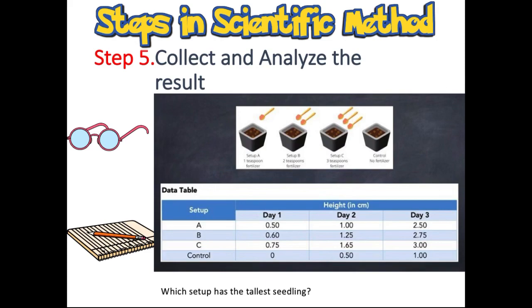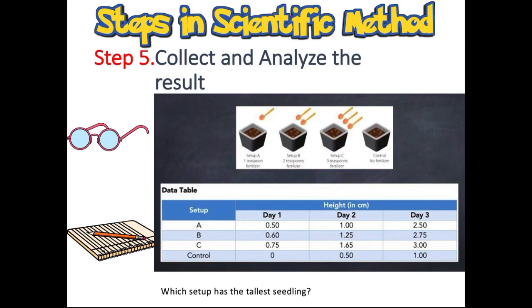Using this, we can see easily which setup has the tallest seedling, and that is setup C, which is 3 cm in height in day 3, wherein naglagay dito ng 3 teaspoon of fertilizer. And which setup is the shortest, and that is the control, 1 cm in height in day 3, which has no fertilizer.